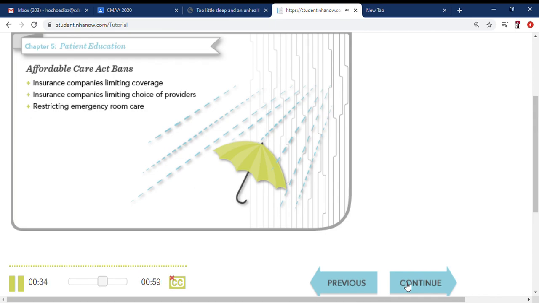Ban on insurance companies limiting choice of providers. Insurance companies can no longer determine which providers patients choose. Patients can now choose their own providers within the plan's network. Ban on restricting emergency room care. Insurance carriers can no longer determine where patients go for emergency care, or charge more if they go out of network.